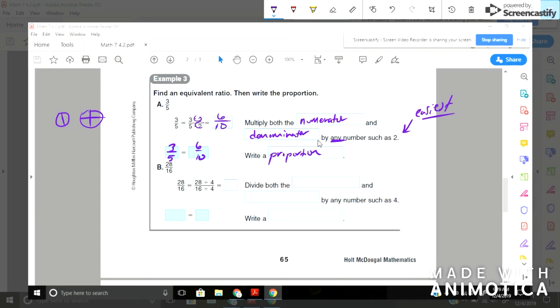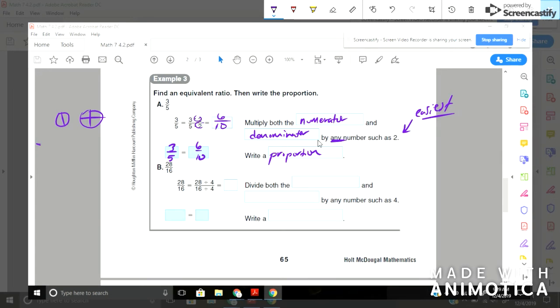One ratio is equal to another ratio. That's the definition of a proportion. For the other example here, we have 28/16. Well, sometimes it's convenient, instead of multiplying by 2, you could also divide by a common factor, like here, you could divide each by 4, and it would give you a nice, neat whole number. Sometimes that's also a good way to do it.